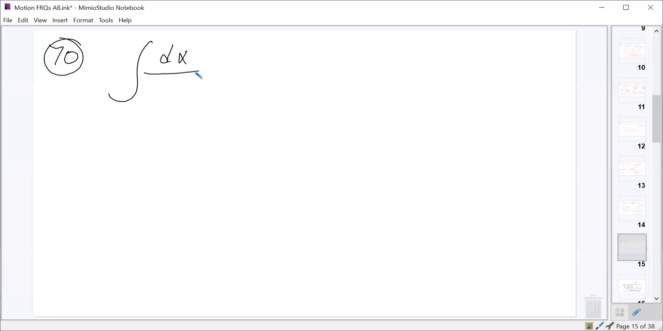dx over 1 minus e to the x. All right. So any thoughts on how we might go through that one? All right. So if we let u equal e to the x, then du is going to be e to the x dx. That seems like that's going to be a little bit of a problem. Perhaps.